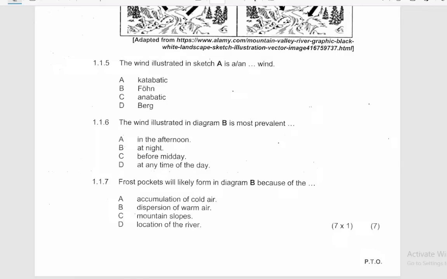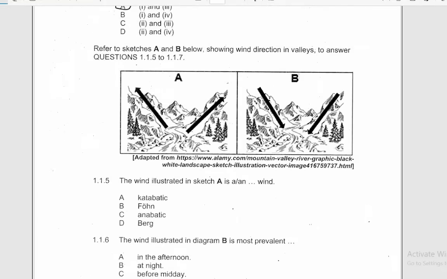We need to quickly go to number 1.15. The wind illustrated in sketch A. If you check our sketch A here, you are seeing that we have an upslope wind. It's coming from the valley going up the valley sides. We have indicated that when we have that situation, we call it an anabatic wind. So our correct answer is C.